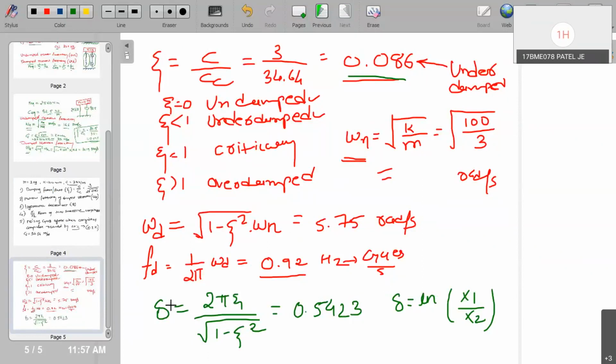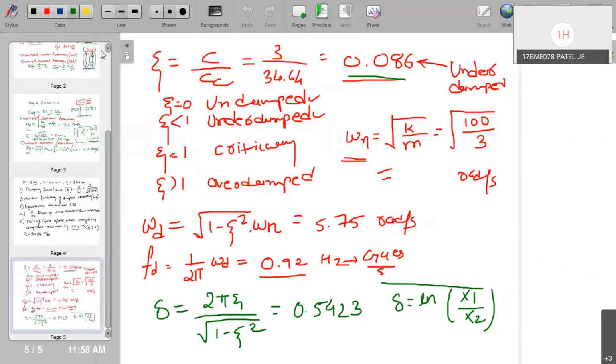What is logarithmic decrement? Delta is equal to ln x1 by x2. The equation is understood; to derive this, we need to take the anti-log, right? Yes, we need to take the anti-log, right?